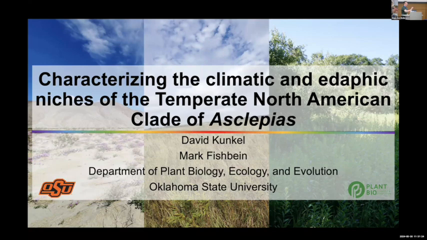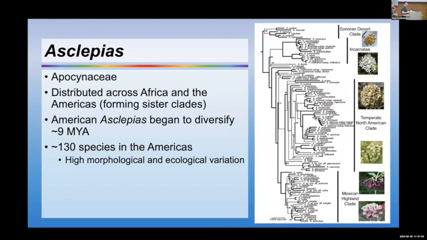So hello everybody, I'm David Kunkel. I'm a PhD candidate at Oklahoma State University under the advisement of Mark Fishbein. This is going to be a slightly modified talk to what was advertised in my abstract, because it turns out when you double the extent of your analysis and double the species, the analysis takes quite a lot longer than you think it does. So this is going to be focusing on a subset of the total species of Asclepias rather than the whole system.